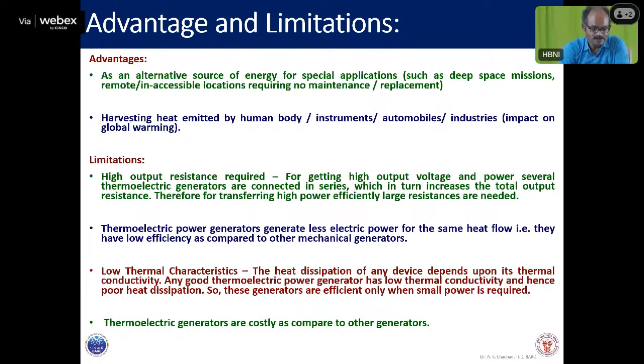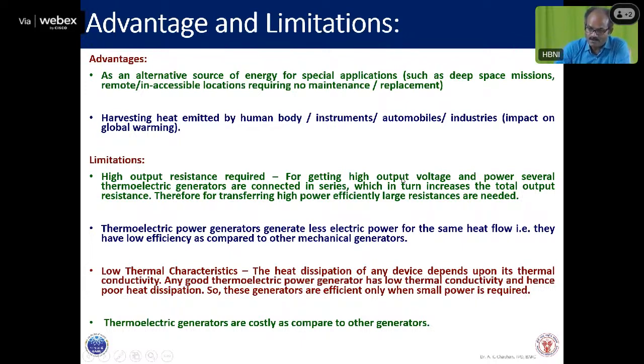These devices have certain limitations also. First thing is high output resistance. These devices generate high current but very low voltage. The typical, for a very good thermoelectric generator using two metals, the difference in the Seebeck coefficient value is in the 10 to the power minus 6 range. So you can see about 100 degrees centigrade temperature difference will generate only a few microvolts of potential difference.